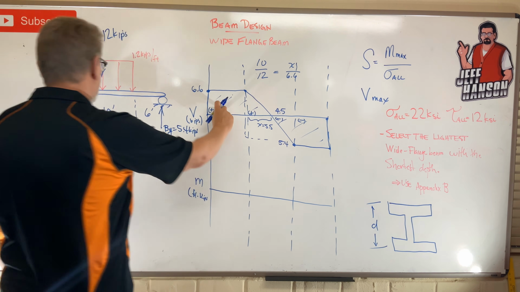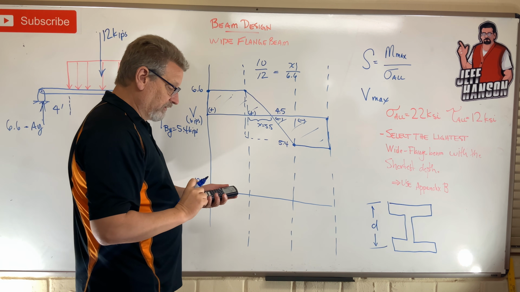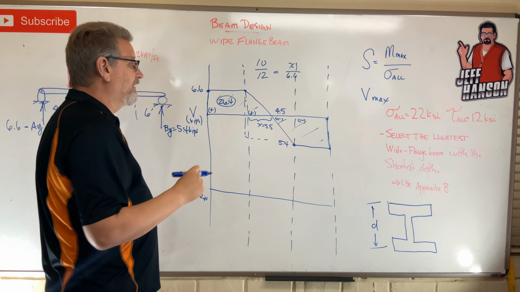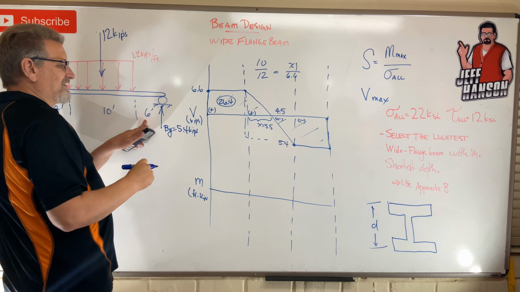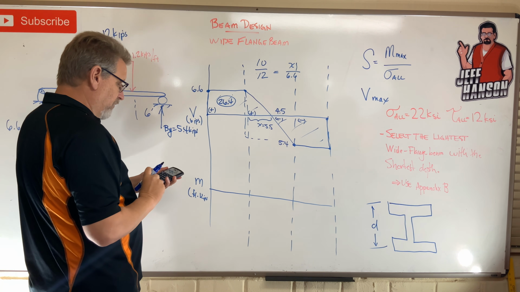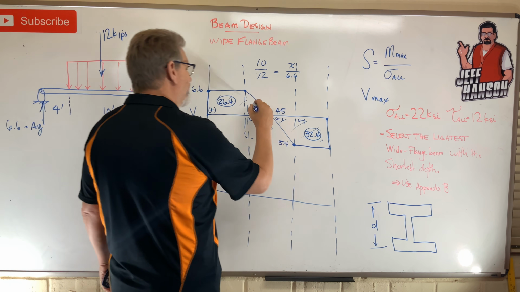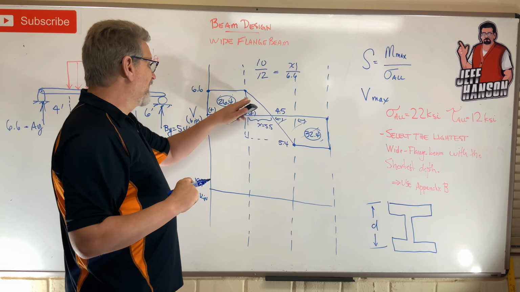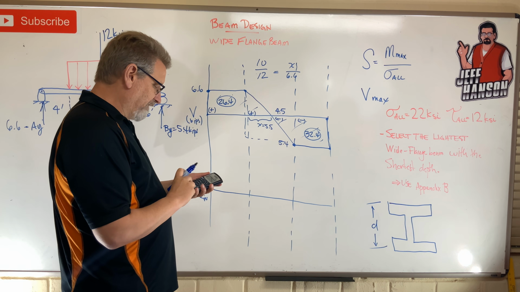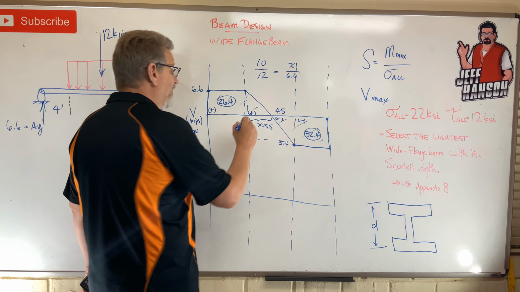So right here we got 6.6 times 4. 4 times 6.6 equals 26.4. Put a circle around it because that's an area. This one over here is 6 times 5.4, which equals 32.4. That one right there is one half base times height, right? So 6.6 times 5.5 divided by 2 equals 18.15.